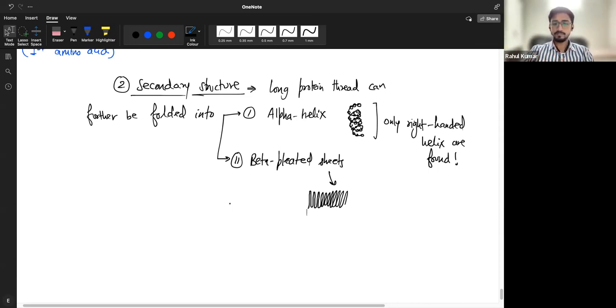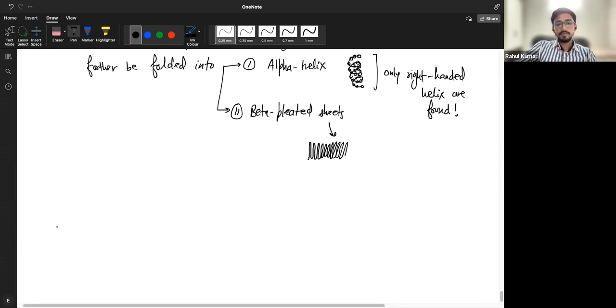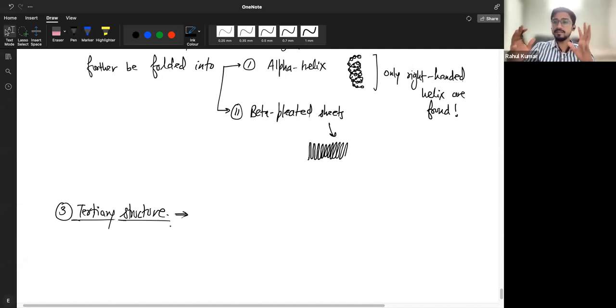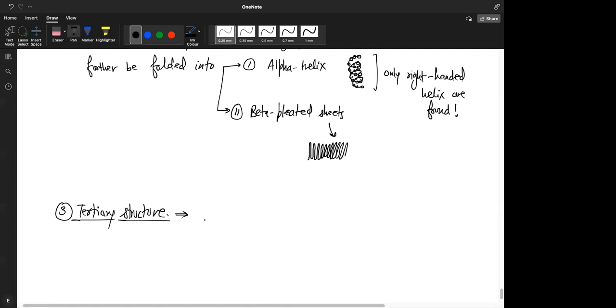So both beta secondary structure, which is pleated sheets, and alpha structure, which is helix, are present in the secondary structure. After that, we have the tertiary structure, the third level. What do you think happens in a tertiary structure? Both alpha helix and beta pleated sheets are present together, and they roll into a spherical ball to make the protein look more spherical in structure. Is it clear? Yes.